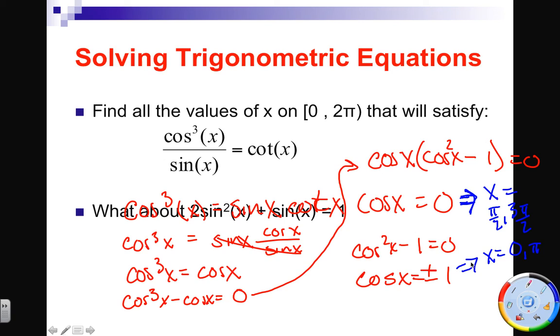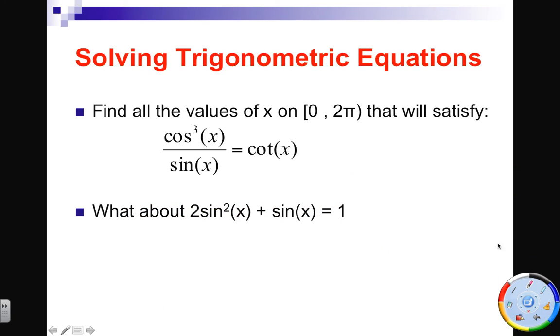All right, oops, let's get rid of this. I got one more question for us. What about 2 sine squared plus sine equals 1? Well, to me, this kind of looks like 2x squared plus x equals 1. And I know quadratics work like this. 2 sine squared x plus sine x minus 1 equals 0.